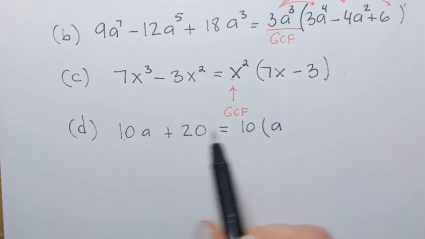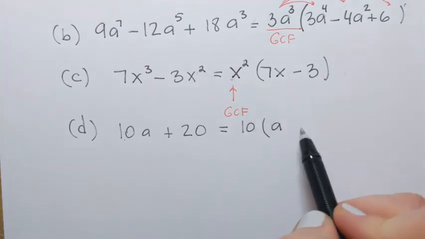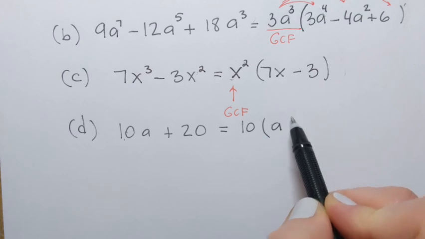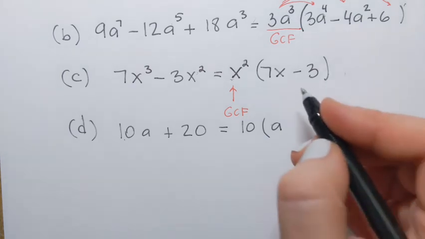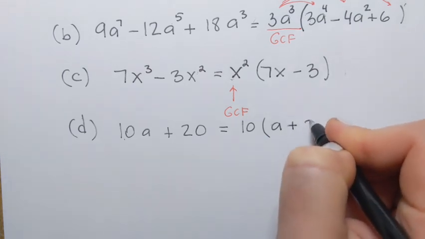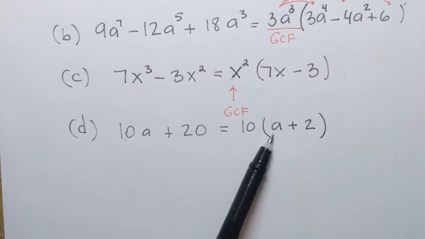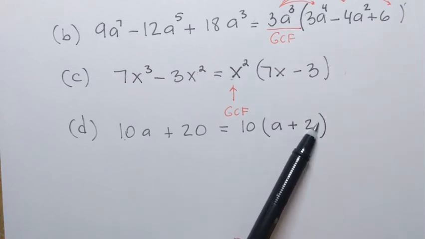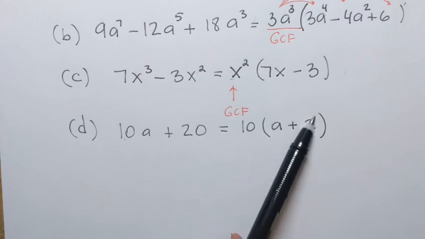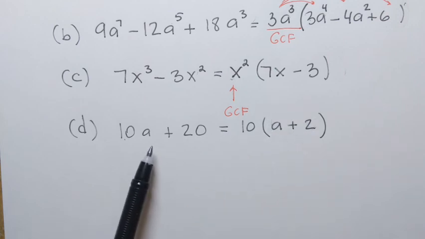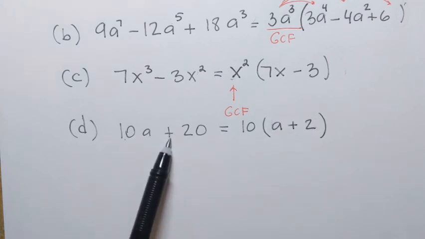10 times a gives me 10a. And then by what do I need to multiply 10 over here so that I get 20? Well, it must be 2. Plus 2. And I also confirm that number of terms inside the parentheses here is the same as the number of terms in my original expression.